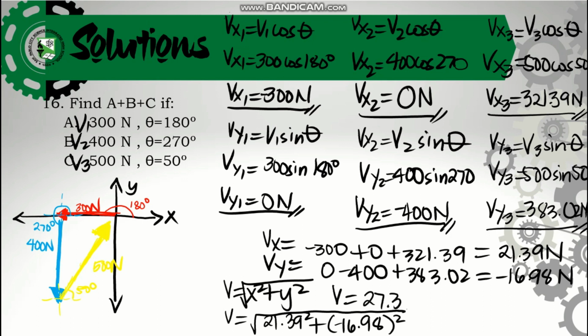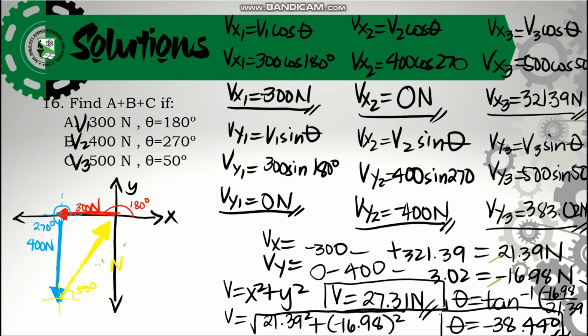And next, if we have the magnitude, move on to angle, which is inverse tangent is equal to y over x. And then y natin is negative 16.98 over 21.39. So when we put it on the calculator, we can get the negative 38.44 degree.